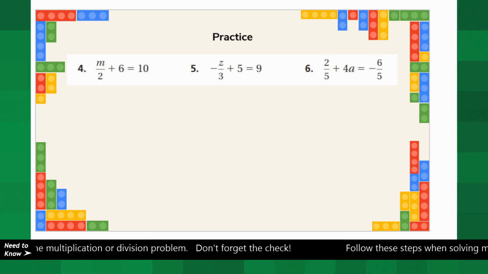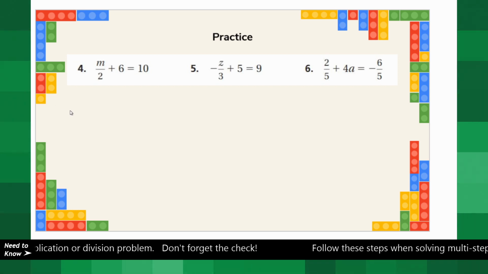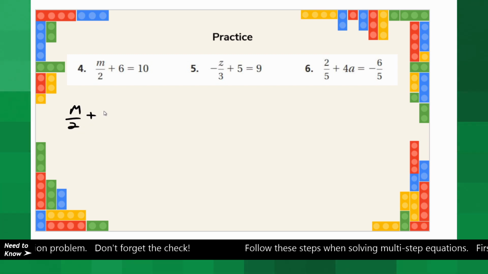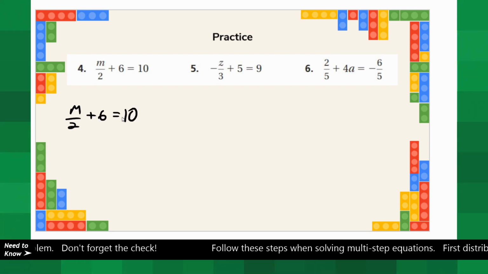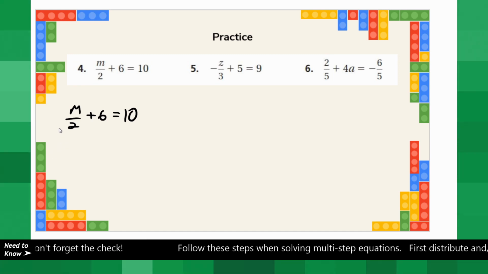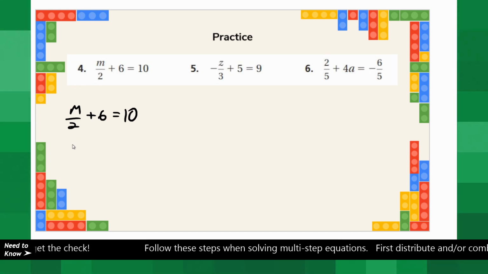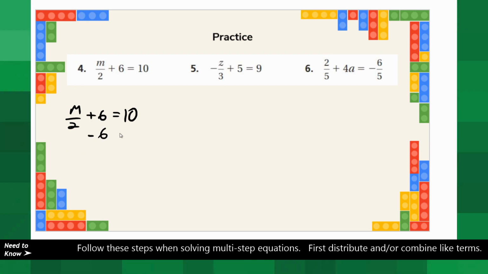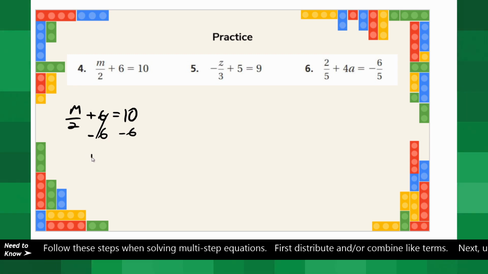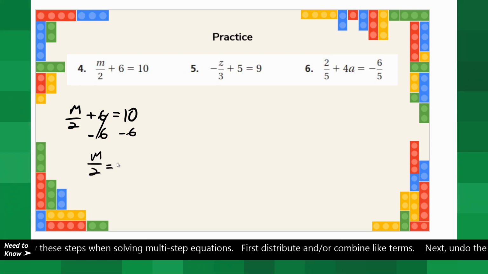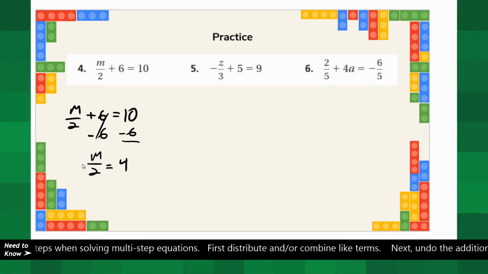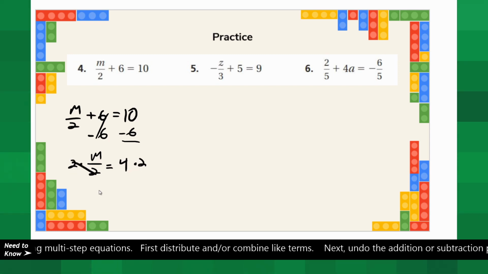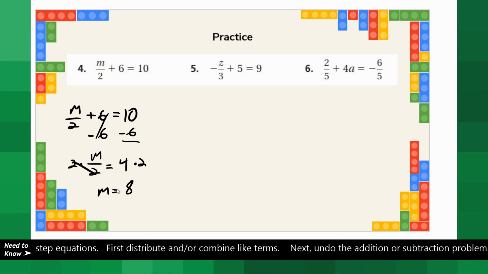So I'm going to do 2 practice problems here. I'm going to do number 4 first. So I have m divided by 2 plus 6 equals 10. Now I do have a fraction here, but I only have 1. So I'm just going to treat that like a division problem, and I'm going to solve this without eliminating the fraction. So I'm going to subtract 6 from the left and subtract 6 from the right. I get m divided by 2 equals 10 minus 6 is 4. Multiply both sides by 2. And I get m equals 8.